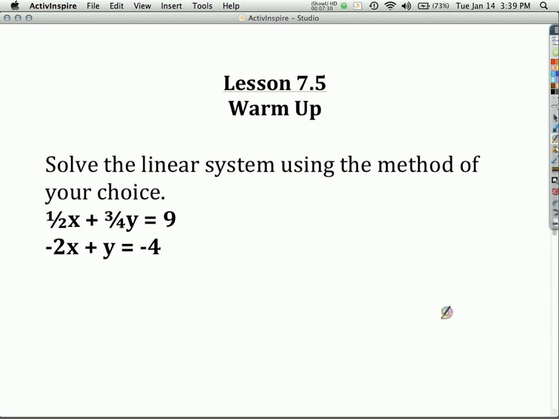All right, so I've given you your choice. First I want to see what choice you made. You gotta choose one of them. There's three possibilities: graph and check, substitution, or elimination.